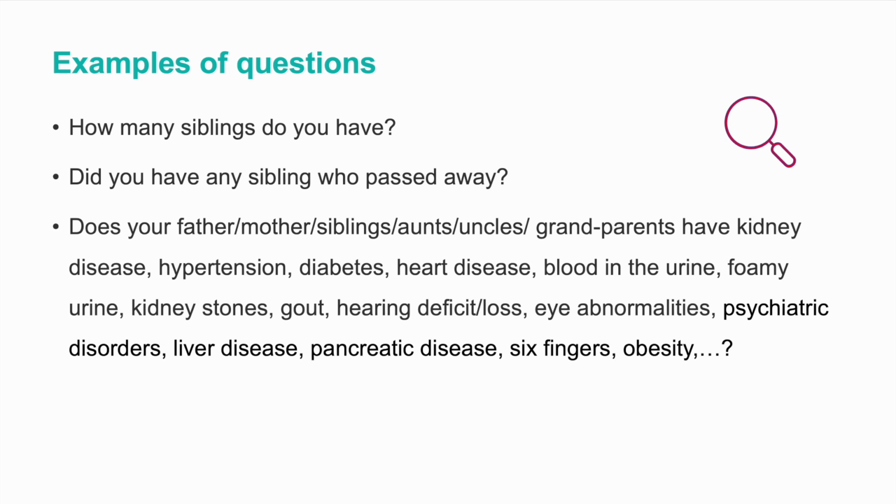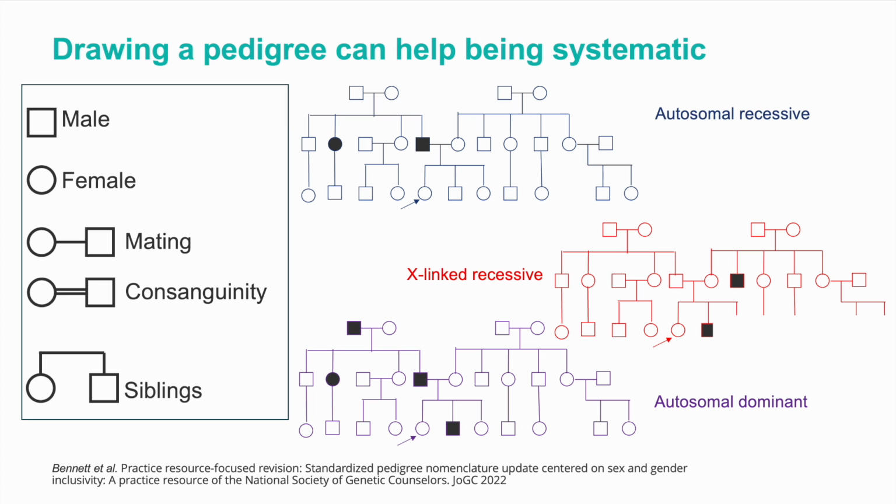Now, asking all these questions about all these family members can be very complicated and confusing. And the tool that was developed by geneticists over the years was to draw a pedigree. So for those of you who are not familiar with how a pedigree looks like, these are the standardized nomenclatures. Square is a male, circle is a female. To draw mating, we are drawing a vertical line between the male and the female. For consanguinity, we are drawing a double line. And for siblings, we are drawing a bridge.